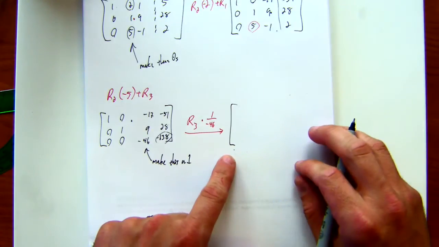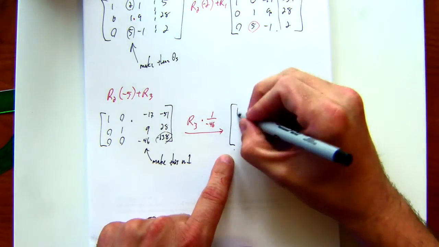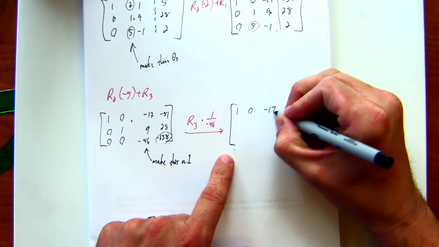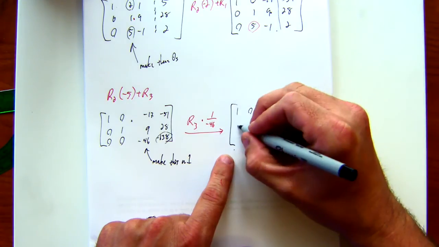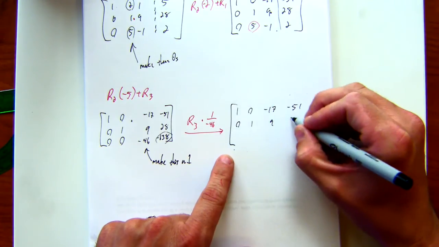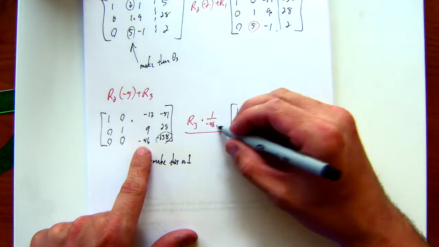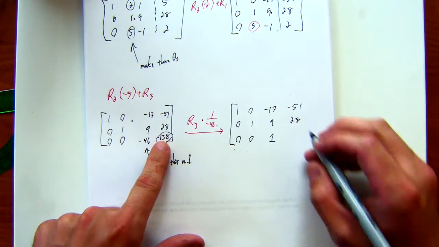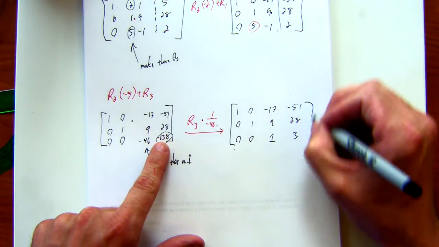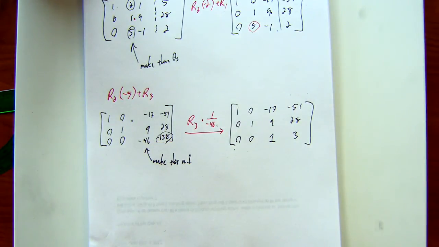We're almost done, guys. I won't keep you more than 5 minutes over. 1, 0, negative 17, negative 51. 0, 1, 9, 28. 0, 0. So negative 46 divided by negative 46 is a positive 1. And you said, what was this, 3? Are we done? We just got to do 2 more operations.